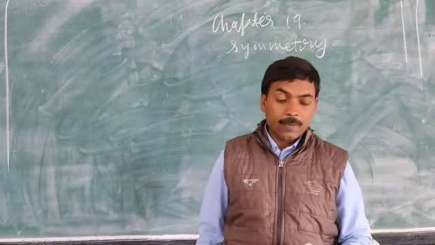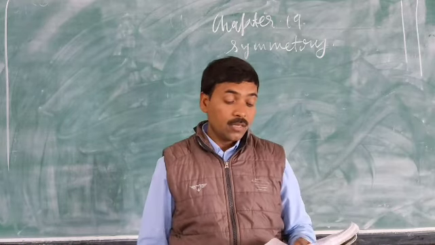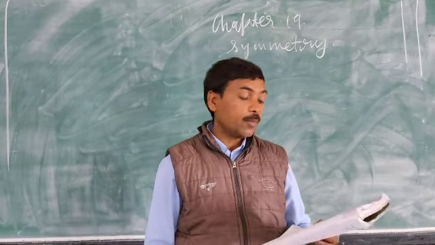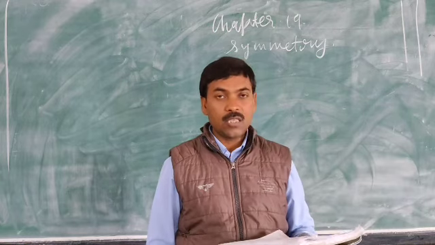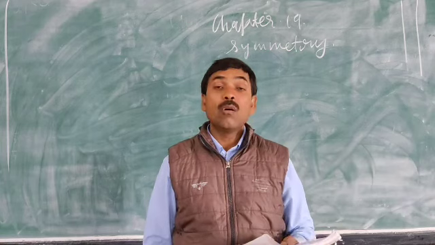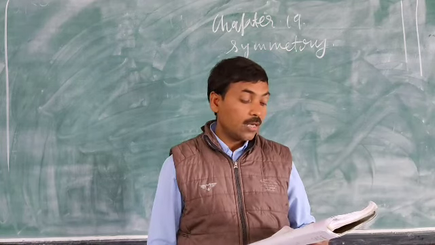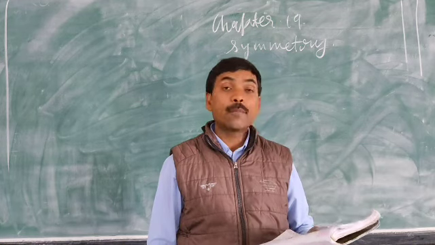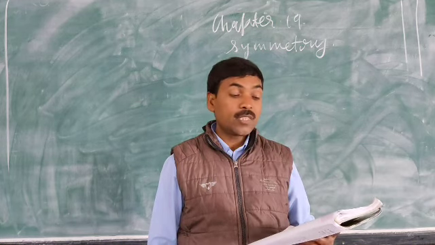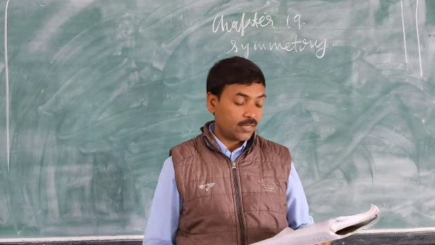So symmetry you can see around us. Some examples are given in your book, and you can see so many examples of symmetrical objects or figures around us. Here are given a pair of glasses, a door and a butterfly. They are symmetrical objects or figures.